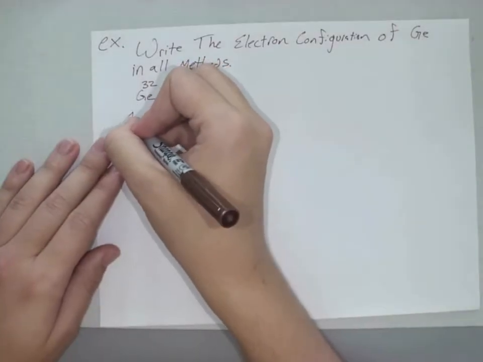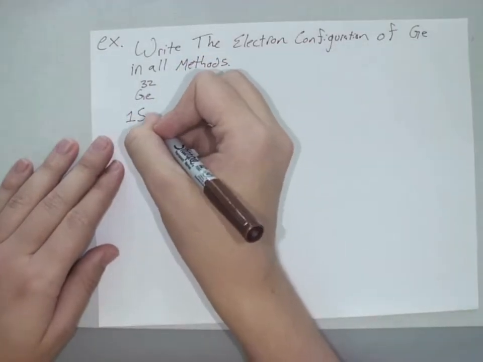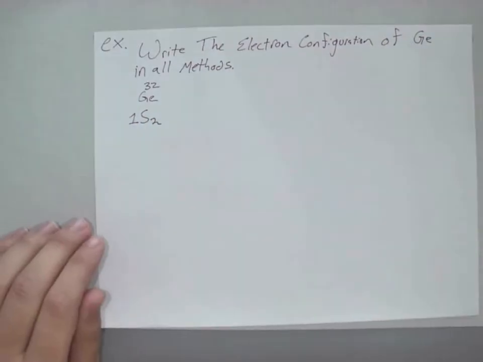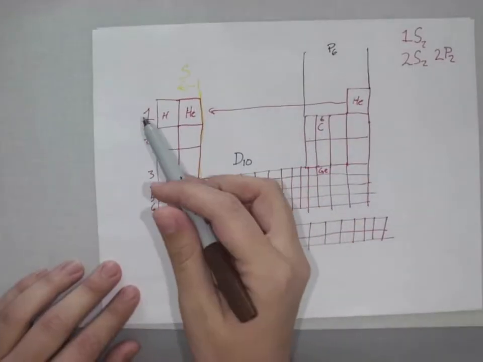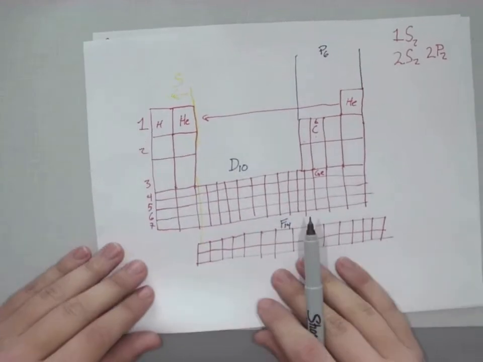So we'll start with our first energy level. Always start with the s orbital, and we have 2 electrons in there. So if you pull back out our periodic table, that's all there is on the first level. So we're done with the first energy level.